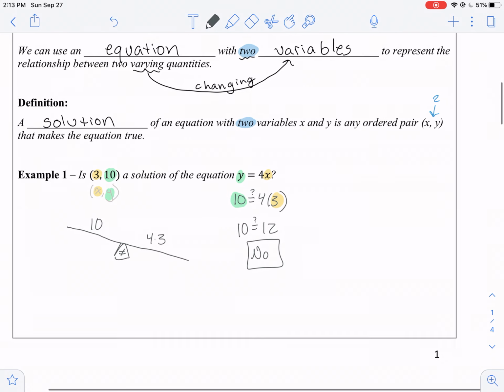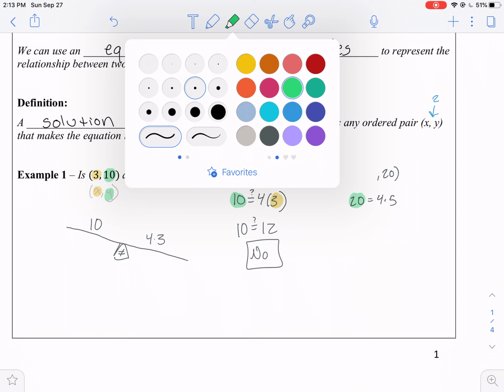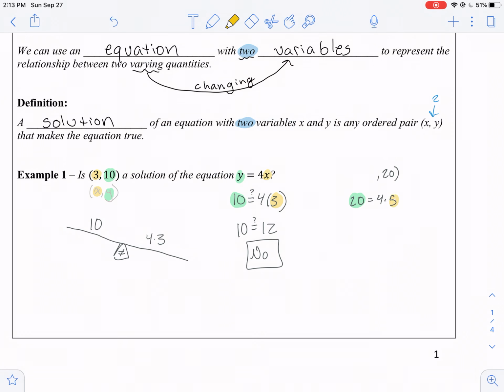What would a solution be? A solution could be 20 equals 4 times 5, right? So our solution here, our y is 20, and our x is 5. So a solution to this equation would be the point (5, 20), because this is true.